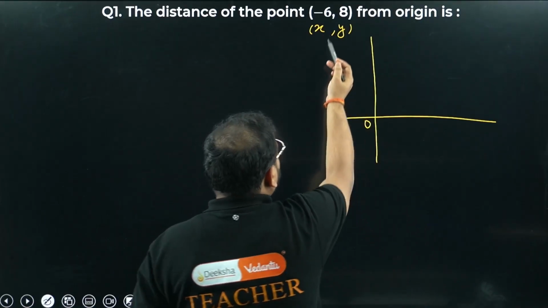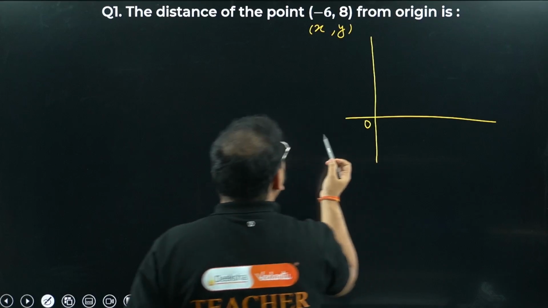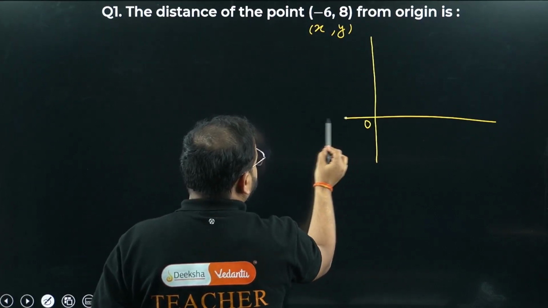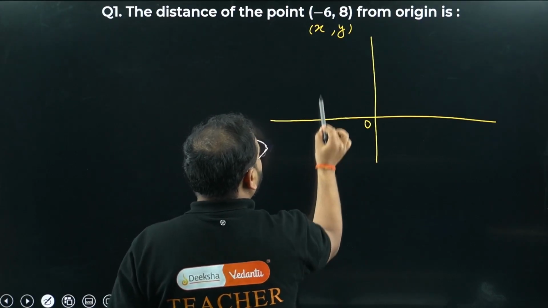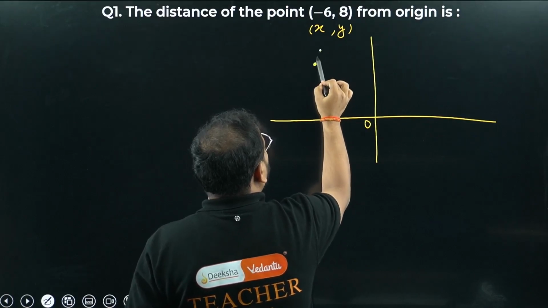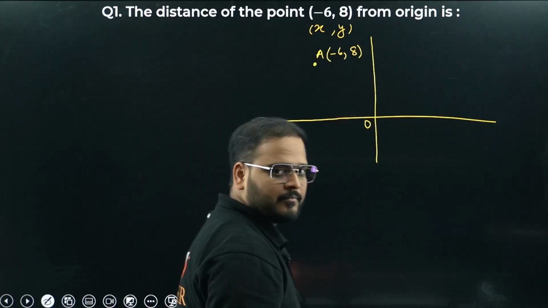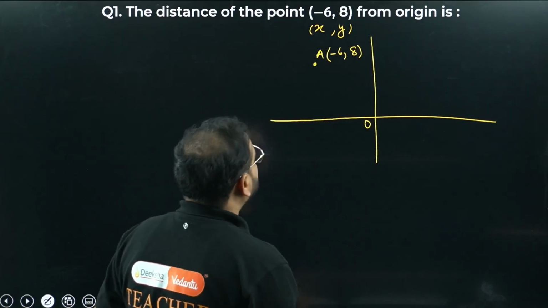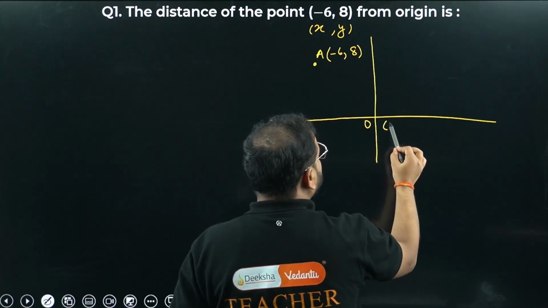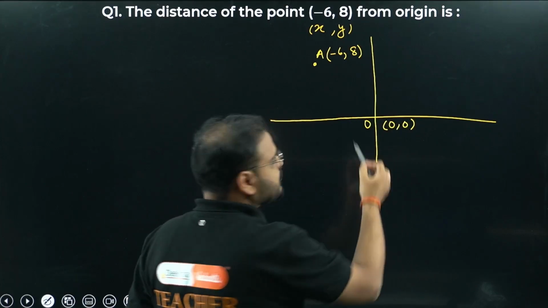So if I'm writing this coordinate, I'll get somewhere here. Minus 6, 8. Minus 6 somewhere here, and 8 on this side. So I'll call this point, let's say, point A. Minus 6, 8. From the origin, the origin coordinate, bacha, is 0, 0. Isn't this question now very easy?